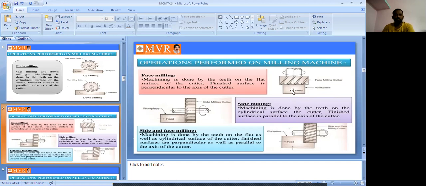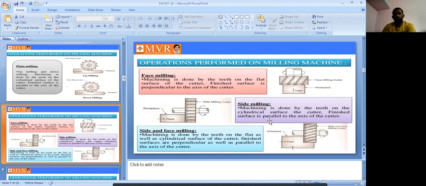In plain milling, the finished surface is parallel to the axis of the cutter. That is called plain milling. So this is face milling, where it is perpendicular to the axis of the cutter. Here in plain milling, it is parallel to the axis of the cutter. Okay, so next we can see side milling.